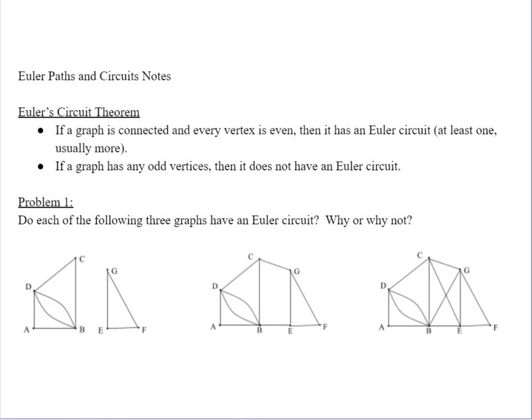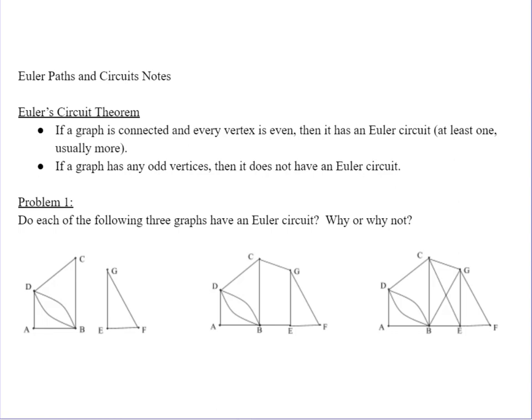If a graph is connected and every vertex is even, then the graph has an Euler circuit, and it probably has more than one Euler circuit. However, if a graph has any odd vertices, then it does not have an Euler circuit. So let's take a look at these 3 graphs, decide if they have Euler circuits or not.